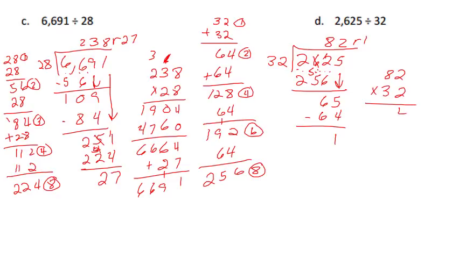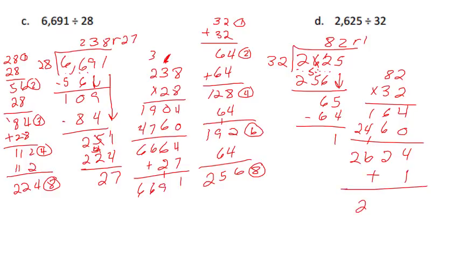2 times 2 is 4. 2 times 8 is 16. Put our placeholder, 3 times 2 is 6. 3 times 8 is 24. We add them up, 2,624 plus our 1 remainder gives us 2,625.